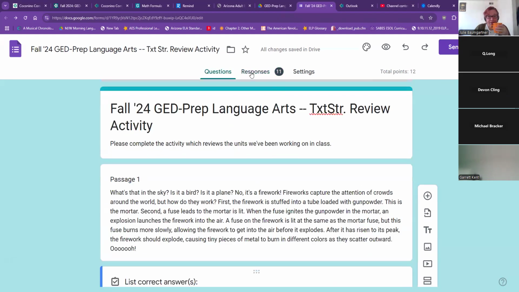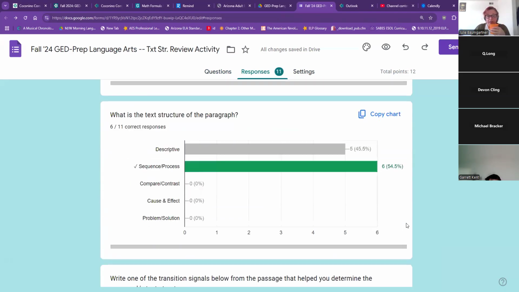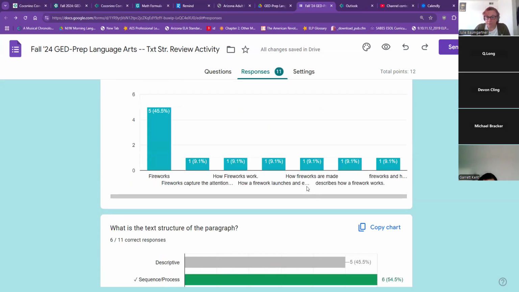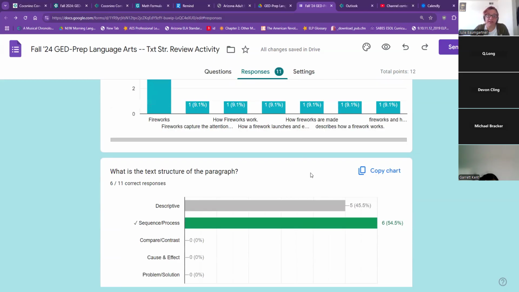Okay. So then if we look at this one, about half of you thought it was a descriptive paragraph, and six of you correctly identified that this is a sequence or process text, which would have been, I believe, unit 3, where we lumped chronological, processes, and sequences all together because they share signal words and phrases.